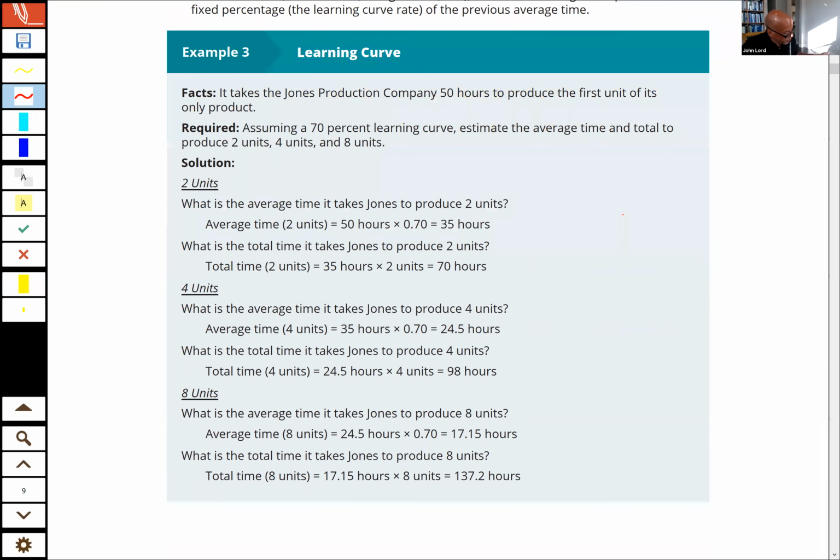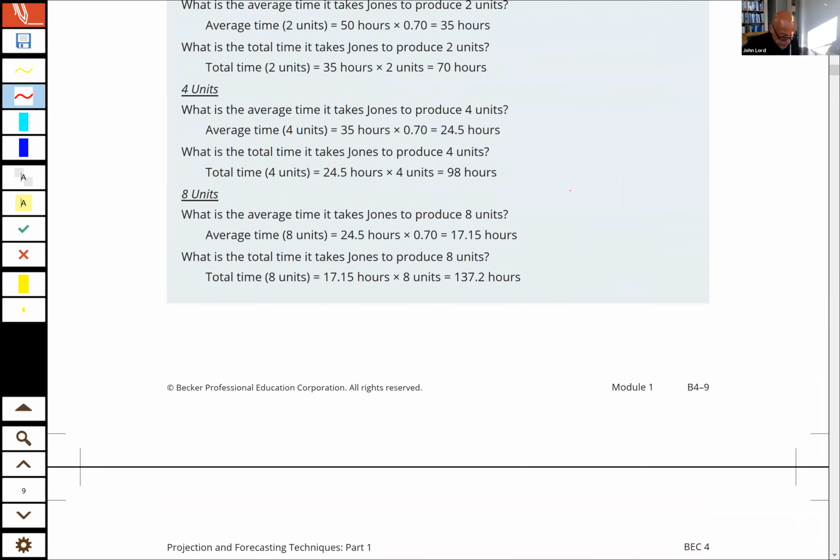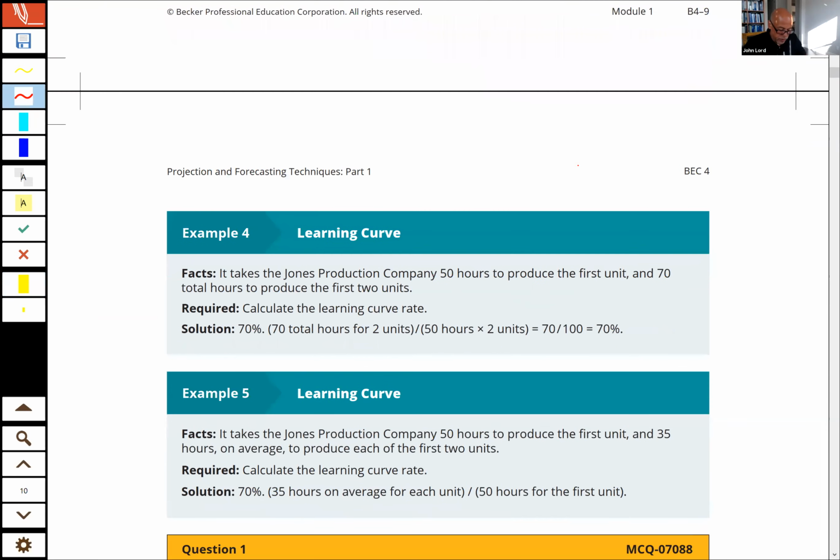Okay, so come over and you can flashcard that, but let's just go ahead and take a look at how we would measure productivity, or measure learning curve, I should say. What I want you to do with this is just go ahead and flashcard this example. Okay, and I think this gives you a good sense as to how to deal with any learning curve question. So it takes 50 hours to produce the first unit and 70 total hours to produce the first 2 units. So obviously that second unit took less time, right?